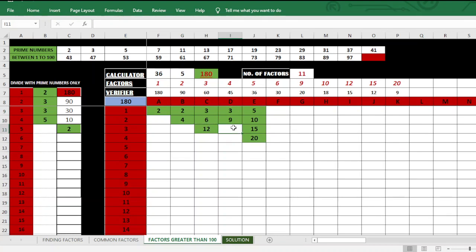6, 3 give us what? 6, 3, 18. 6, 5, 30. Sorry, not 40, 30. 6, 5, 30. And then we move to our what? 12. Are you guys with me? 12 times 3 should give us what? 36. Are you with me? And then 12, 5 should give us what? 60.